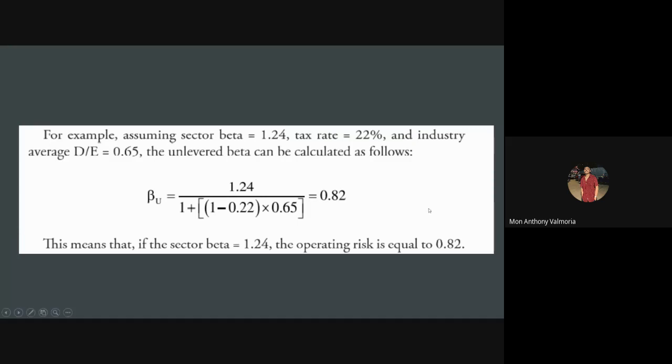For example, assuming the sector beta is 1.24, the tax rate is 22%, and the industry average debt to equity ratio is 0.65, the unlevered beta can be calculated as follows. As you can see, the equation equals 0.82. Just substitute all the values to the formula of the unlevered beta. So this means that if the sector beta is equal to 1.24, the operating risk is equal to 0.82.